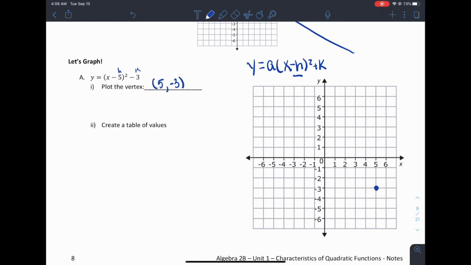And there's going to be where my vertex is. Now, I should look at this right away and know it's going to open concave up because it has a positive a value. There is no negative number in front of that set of parentheses. And in fact, the way I like to think of this is like I've kind of dealt with these two. I've used the minus 5 and I've used the minus 3. That is what has shifted the vertex from 0, 0 over to the 5, negative 3.